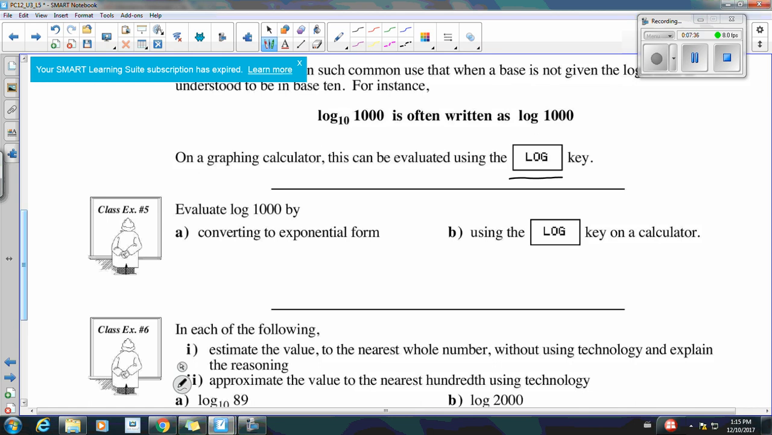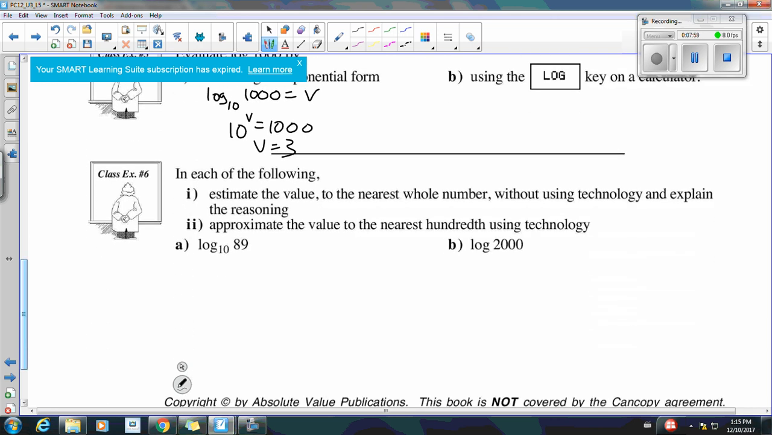So evaluate log of 1,000. Well, this is really then saying log base 10 of 1,000. We can make it equal to v. 10 to the v equals 1,000, and v must be 3. Logarithms with base 10 are usually pretty simple to calculate.